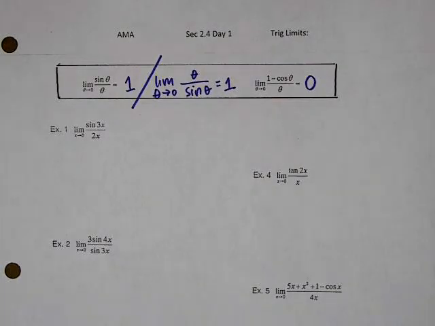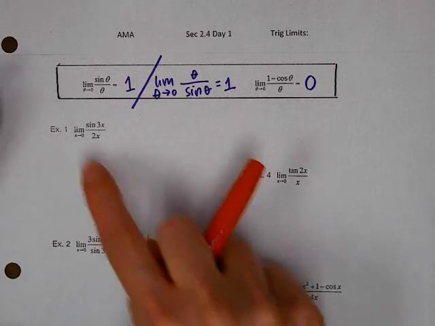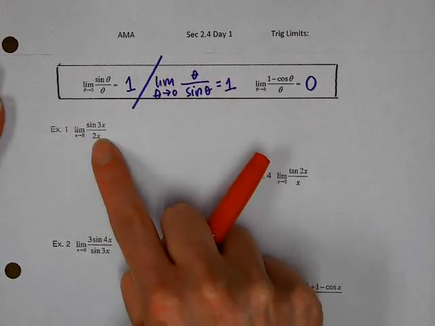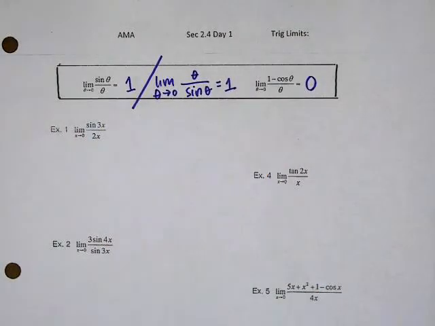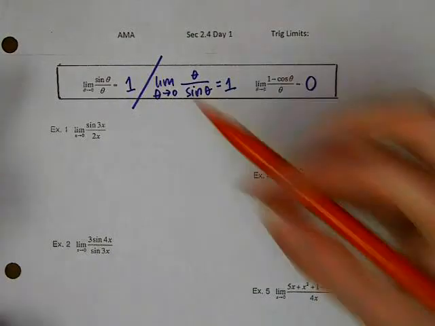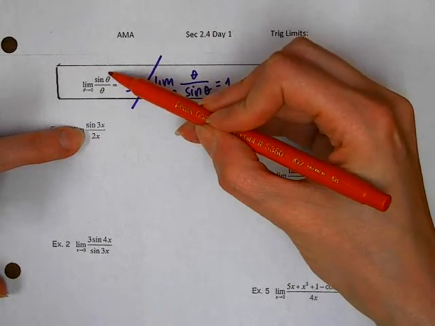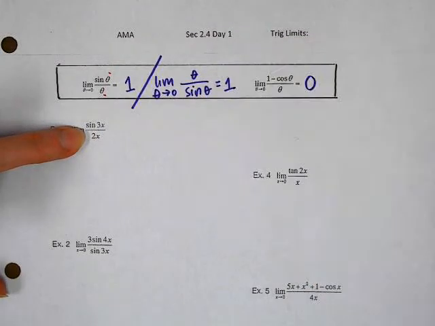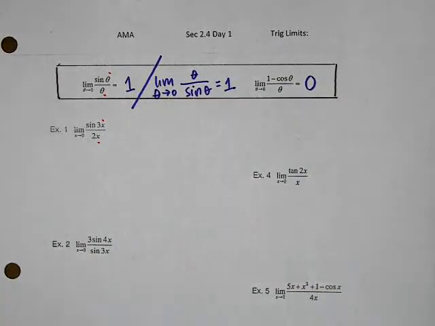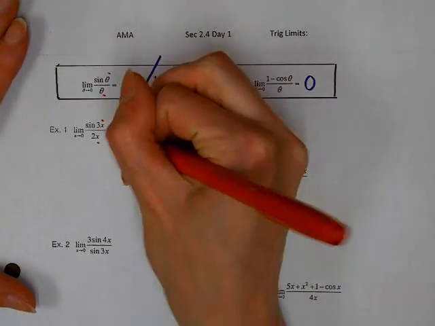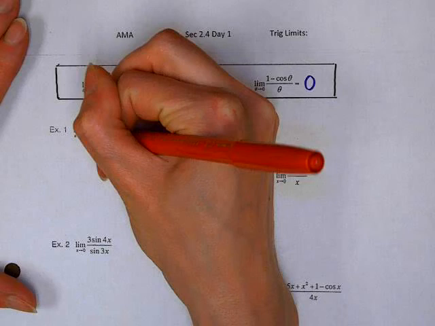Okay, so let's try some. So number one, if you try to plug in 0, you get 0 over 0, which again, we can't do, so we need to somehow make this look like this, meaning that this and this one have to be equal. And if you look at this guy, 3x and 2x are not equal. So we have to do a little bit of algebraic manipulation. So here's what I'm going to do. I'm going to pull out the 1/2.